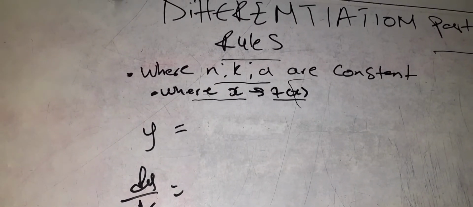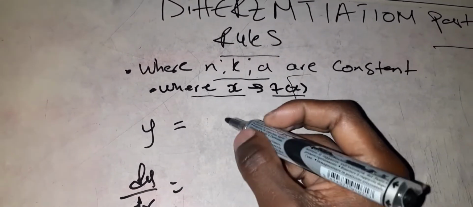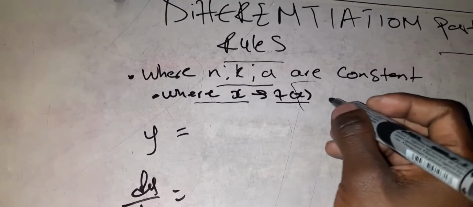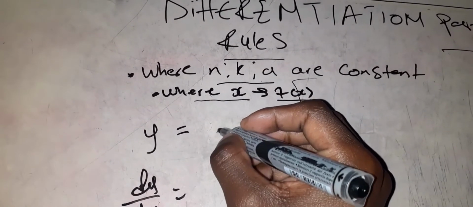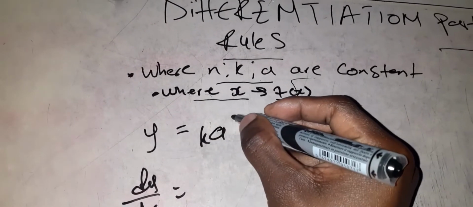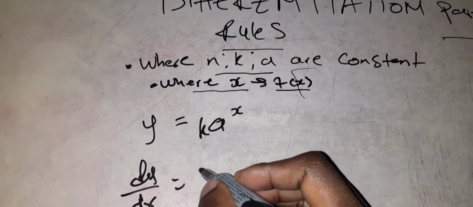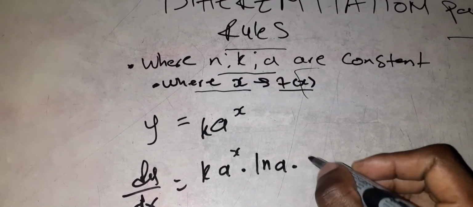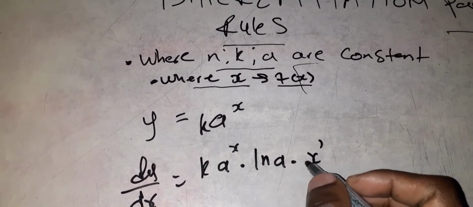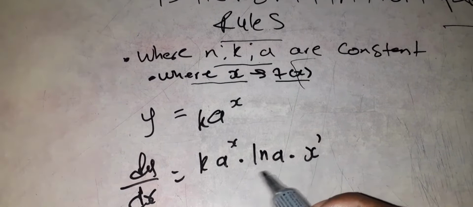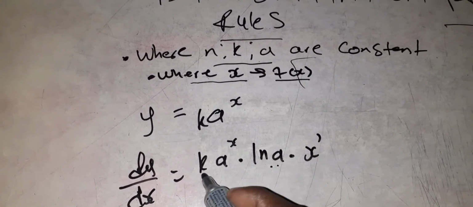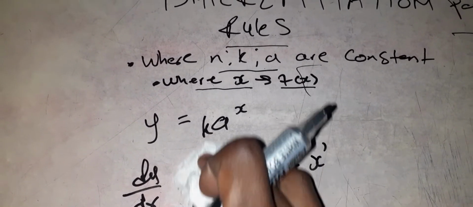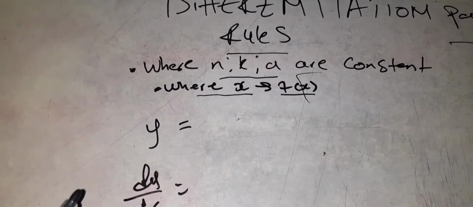Now let's look at a case where we have a number or a constant to the power of x, or to the power of f of x. Remember, provided that your f of x is your linear function. So if we have k a to the power of x, then its derivative will be k a to the power of x, then multiply by ln of a, then multiply by the derivative of x. So even in this case we are still multiplying by the derivative of x, but look at this, we have ln of a, not ln of k and a. The ln only applies to the a and not to both of them.